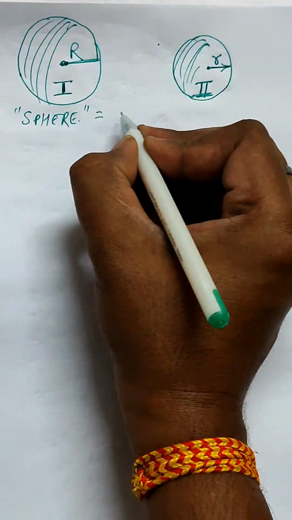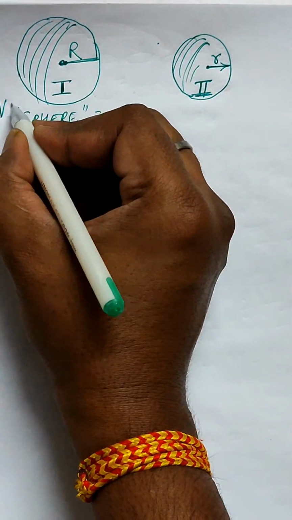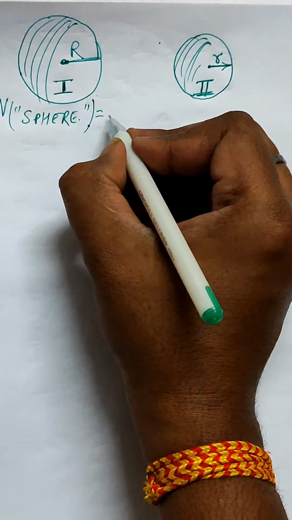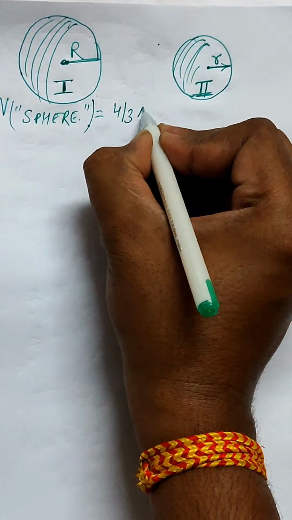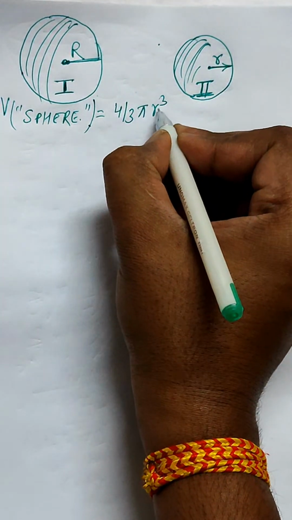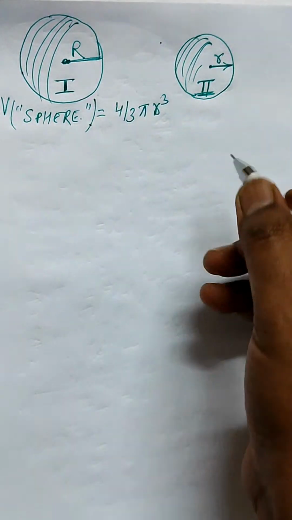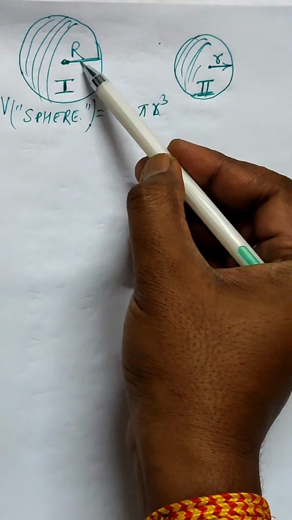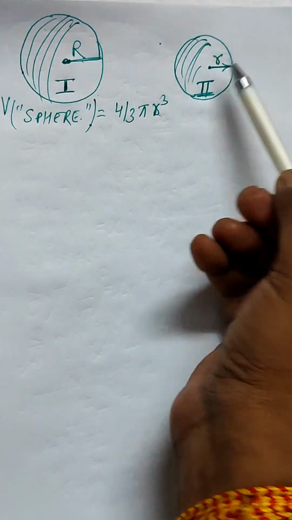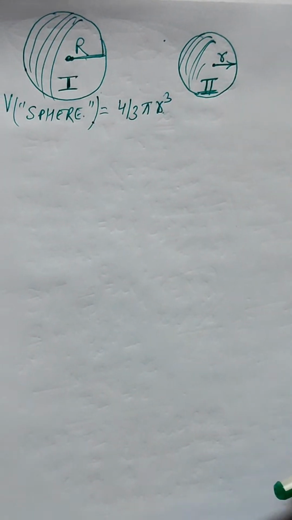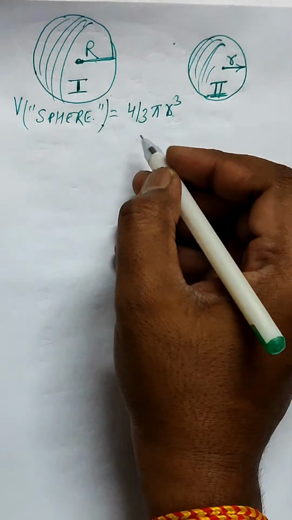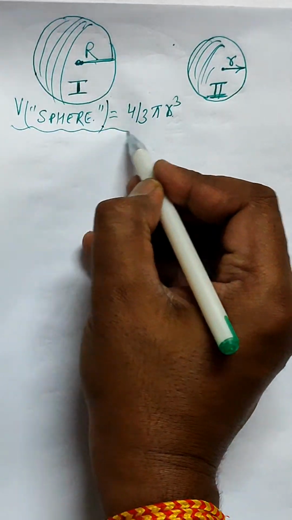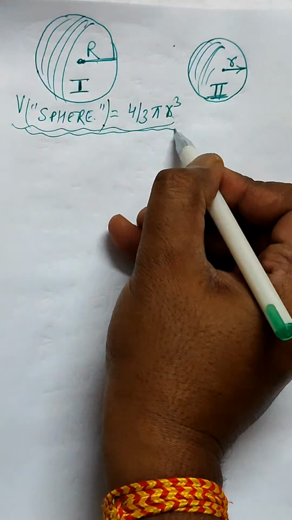The volume of a sphere can be written as 4 by 3 pi r cube, isn't it? Where r is the radius, and it can be a capital R and a small r also, right? Now, it's given that the volume of the sphere is 4 by 3 pi r cube. This is not in the question, but you need to remember this formula, right?